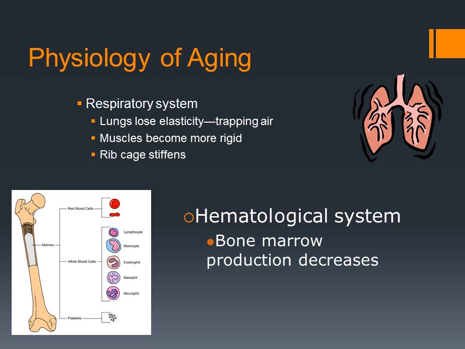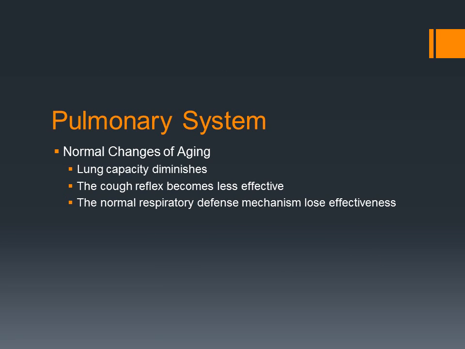The respiratory system. Lungs lose elasticity, which traps air. Muscles become more rigid. Rib cage stiffens. Hematological system. Bone marrow production also decreases. The pulmonary system, other normal changes: lung capacity diminishes. The cough reflex becomes less effective. The normal respiratory defense mechanisms lose effectiveness.